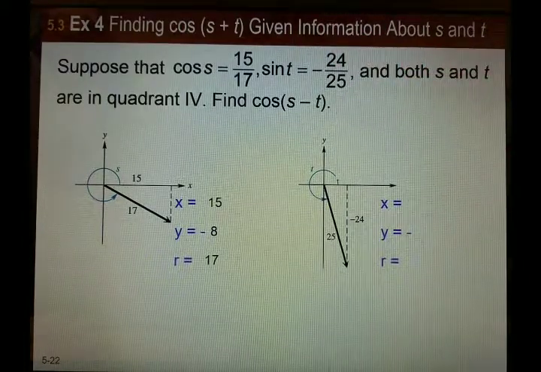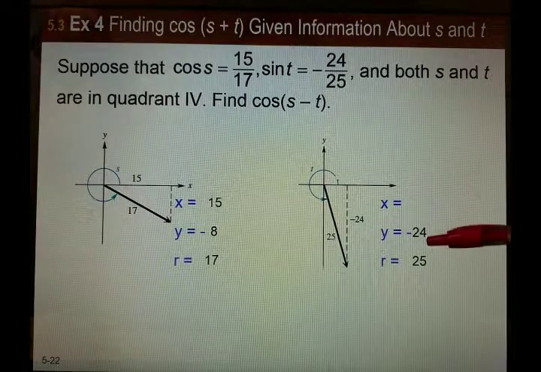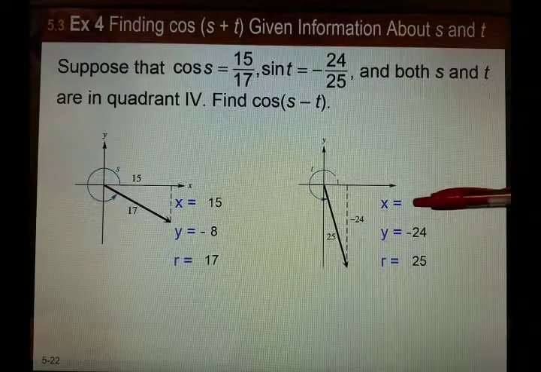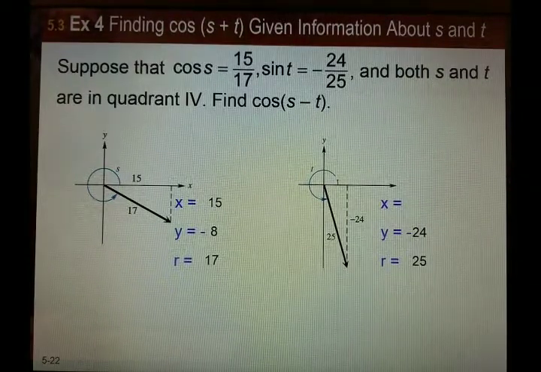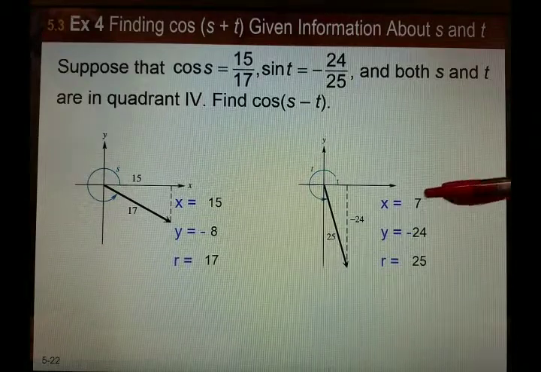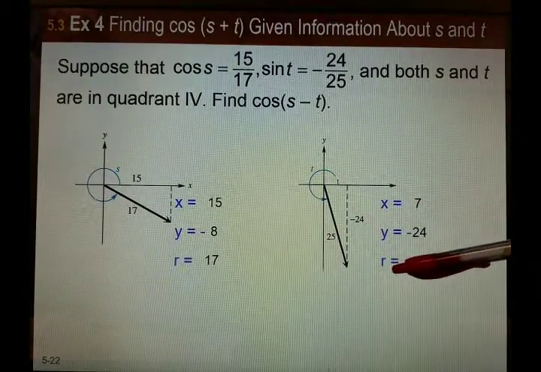Well, the sine is y over r. Again, Pythagorean theorem, so 25 squared minus 24 squared would equal my x squared. So I take 25 squared, take away 24 squared, and then the square root of that. And that's how we get that x is 7. Because again, remember, it's x squared plus y squared equals r squared.